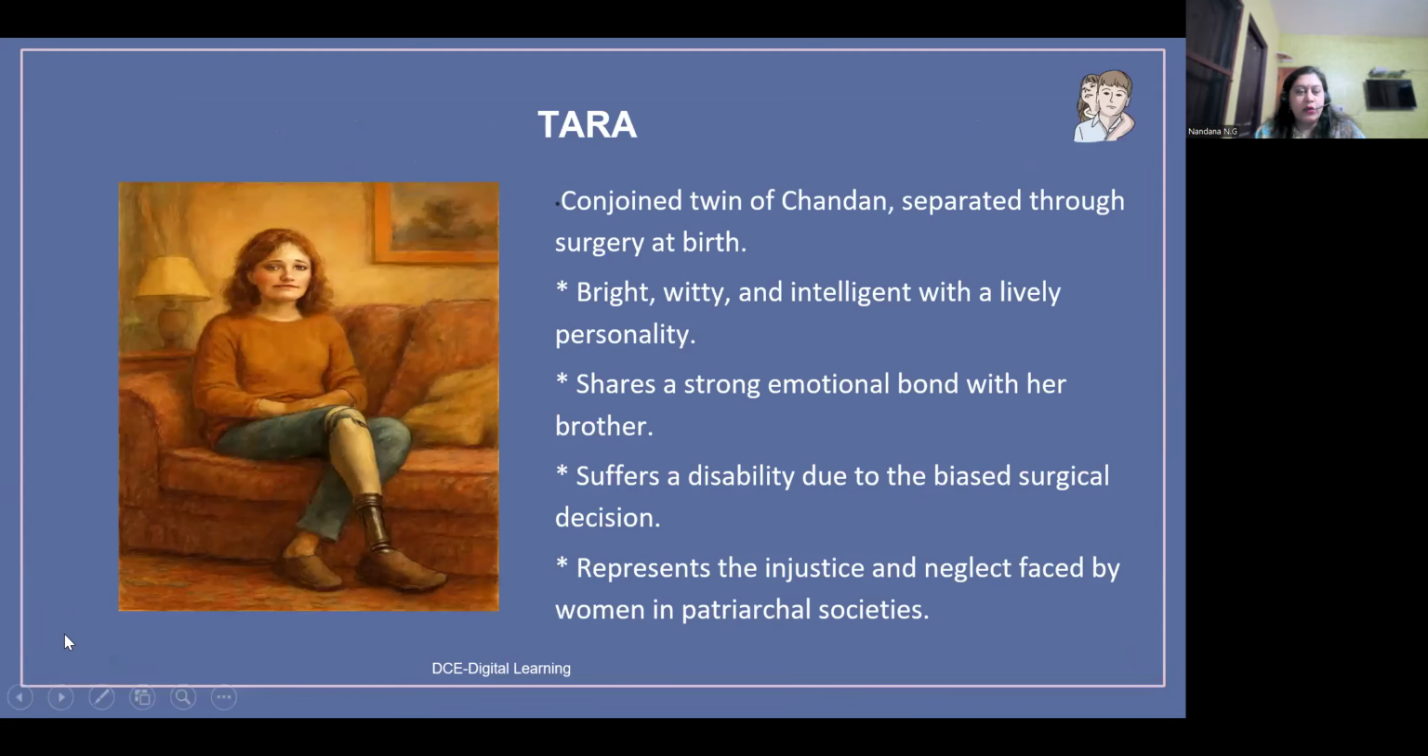Now, let us acquaint ourselves with the most important character of the play, Tara, the protagonist. Tara is one of the conjoined twins, along with Chandan, separated through surgery at birth. She is bright, witty, and intelligent, with a lively personality. She shares a strong emotional bond with her brother. She suffers a disability which she was not born with, but which is due to the biased surgical decision. She, in fact, represents the injustice and neglect faced by women in patriarchal societies.